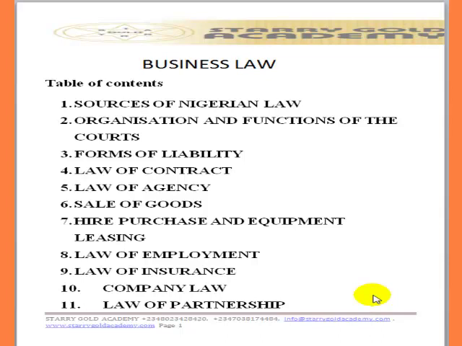We have sources of Nigerian law. We have organization and function of the courts. We have number 3, forms of liability. Number 4, law of contracts. Number 5, law of agency. Number 6, sale of goods. Number 7, hire, purchase and equipment leasing. Number 8, law of employment. Number 9, law of insurance. Number 10, company law. Number 11, law of partnership.